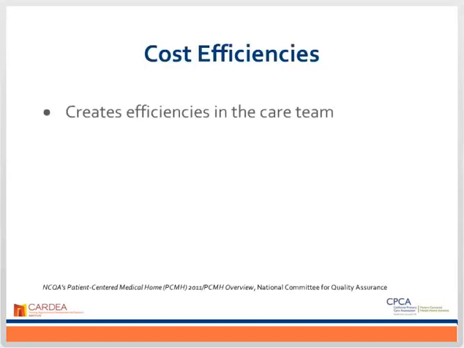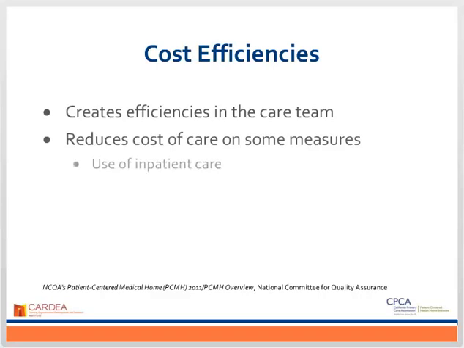Finally, cost efficiencies are also a benefit. NCQA recognized organizations commit to creating efficiencies in the care team by defining roles and distributing tasks among care team members to reflect the skills, abilities, and credentials of team members. In addition, the literature has shown that PCMH reduces the cost of care on some measures, such as use of inpatient care and emergency room visits, particularly for patients with chronic conditions.